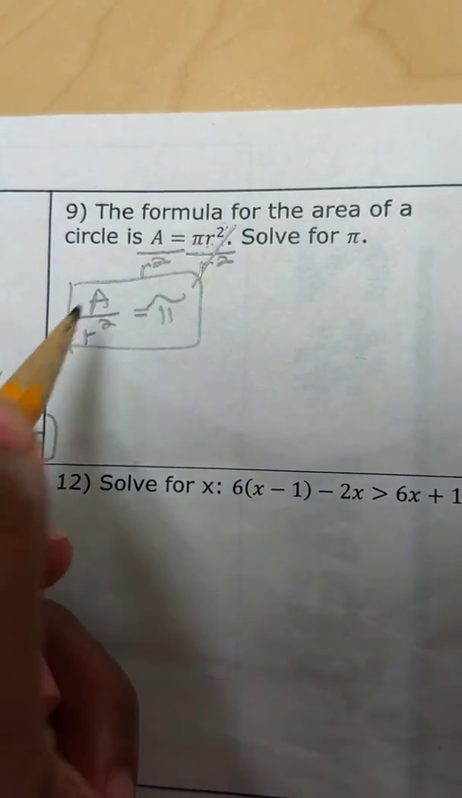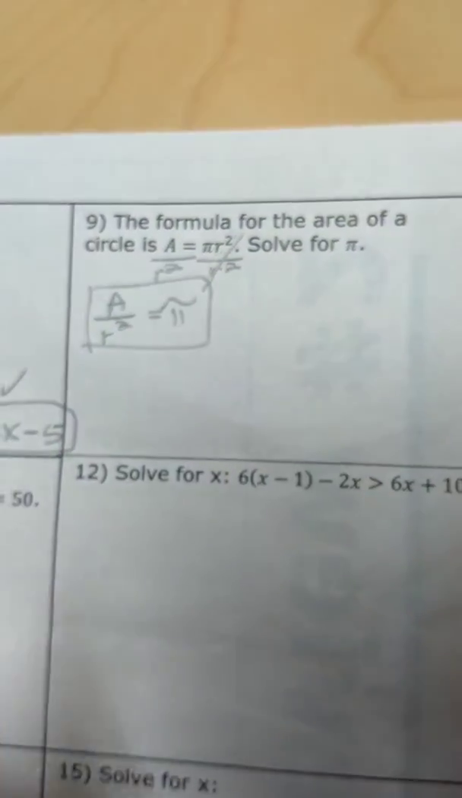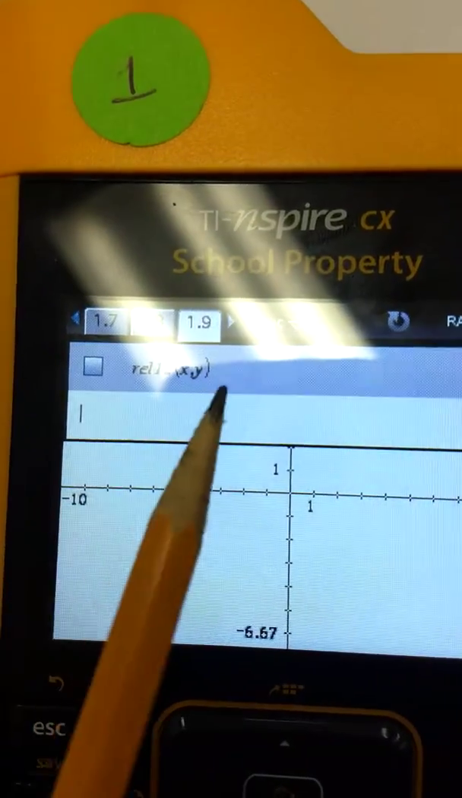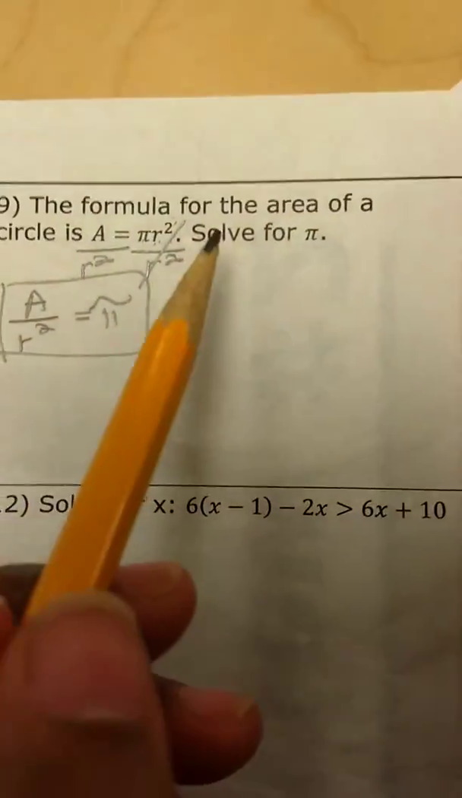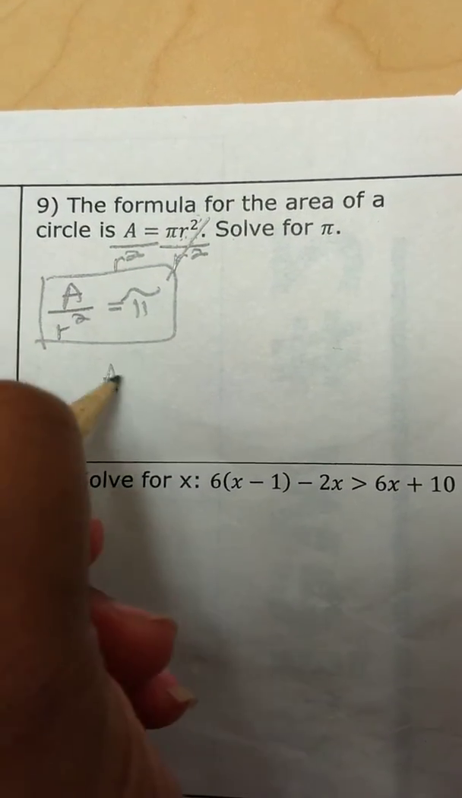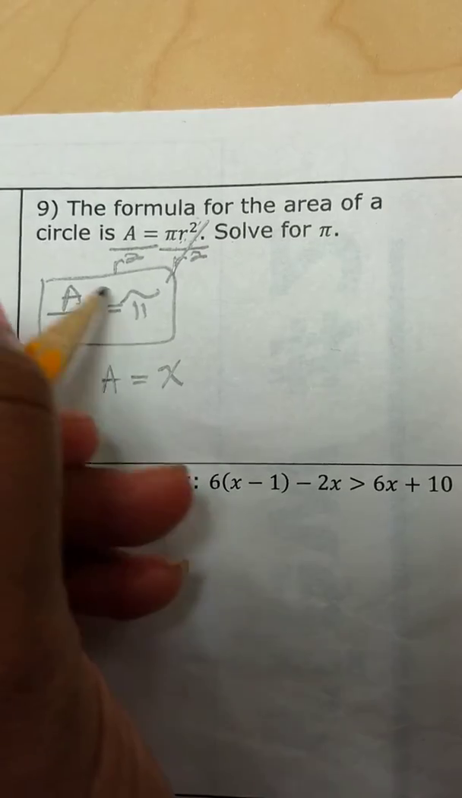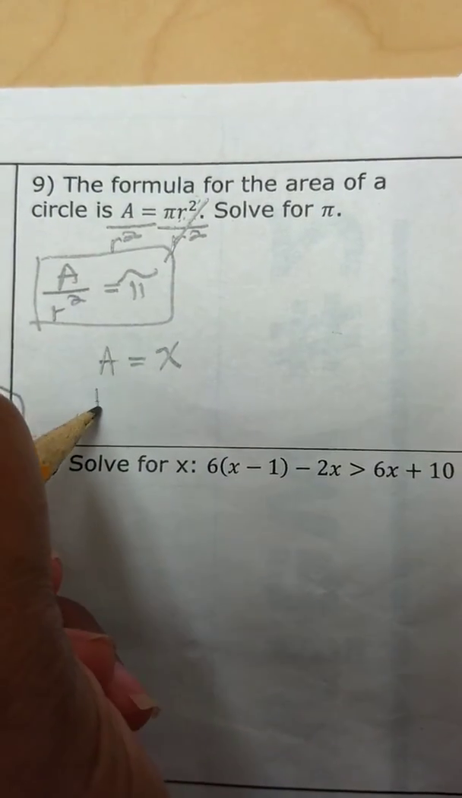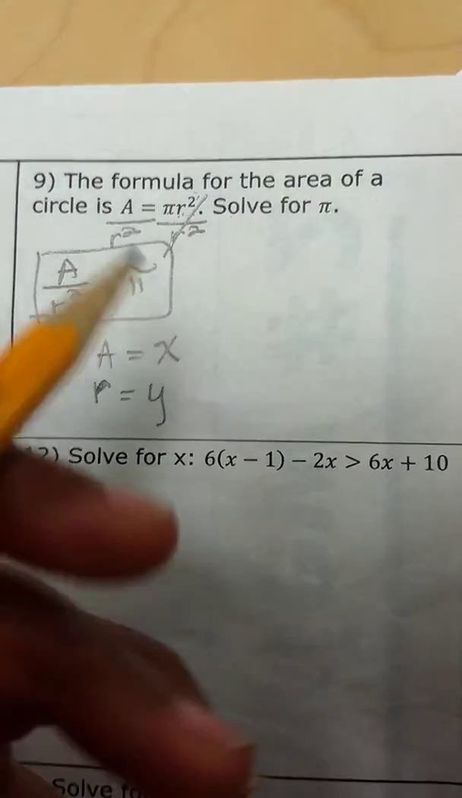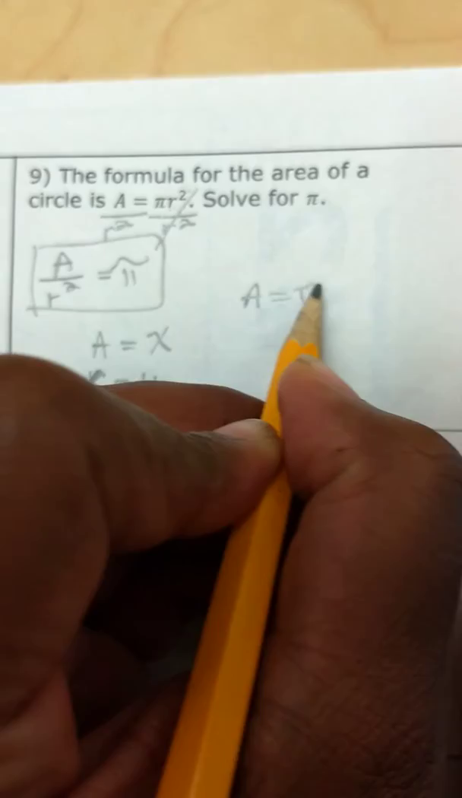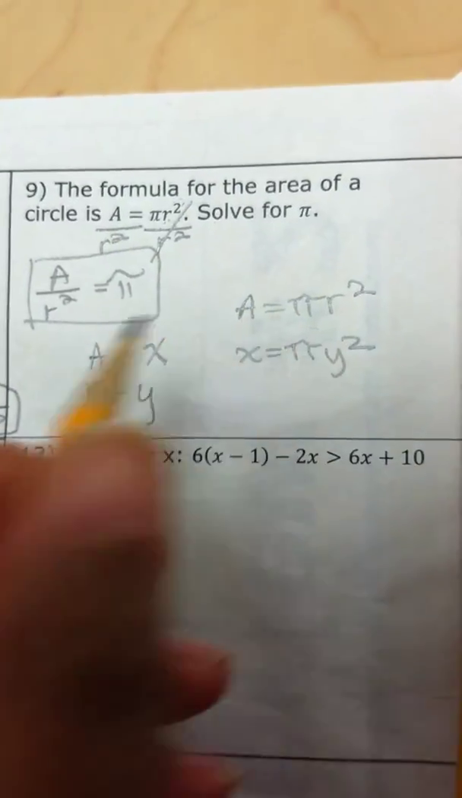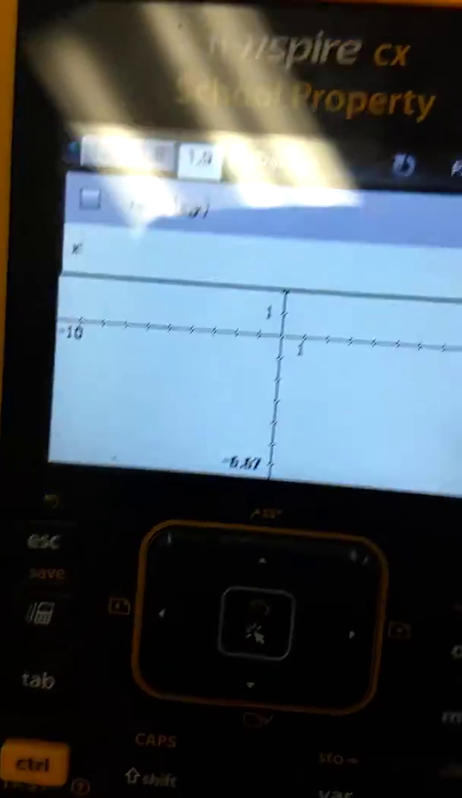If you're not comfortable with that, then you can put it in the calculator. However, the calculator graph only likes x and y. So instead of putting a, pi, and r, I'm going to have to change this. So a for me is going to be x. Pi is okay because technically it's a number. And r is going to equal y. Okay, so this means that instead of a equals pi r squared, this is going to be x equals pi y squared. Okay, so that's what I'm going to type in.